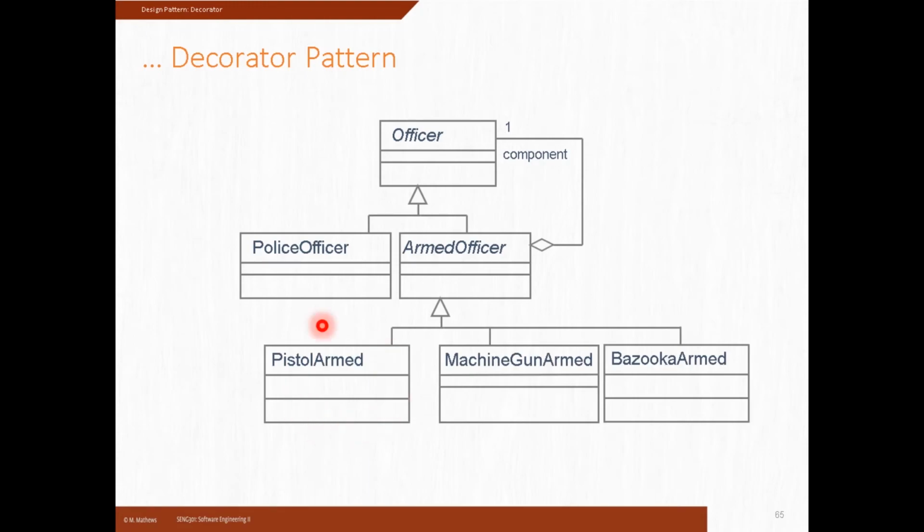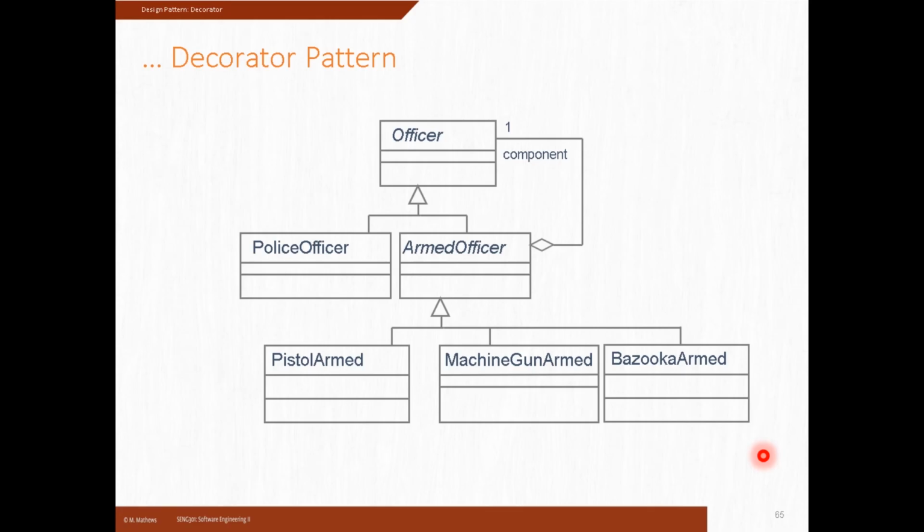So what kind of arms might we give them? Well, we may give one a pistol, another one a machine gun, and so forth. And in this particular case, the pistol armed might contain a machine gun, might contain a bazooka, and finally it contains the police officer itself, which means that we're wrapping the police officer inside all of these decorators. Again, with the business logic of it, remember with the composite pattern we said that the business logic might not fully work.